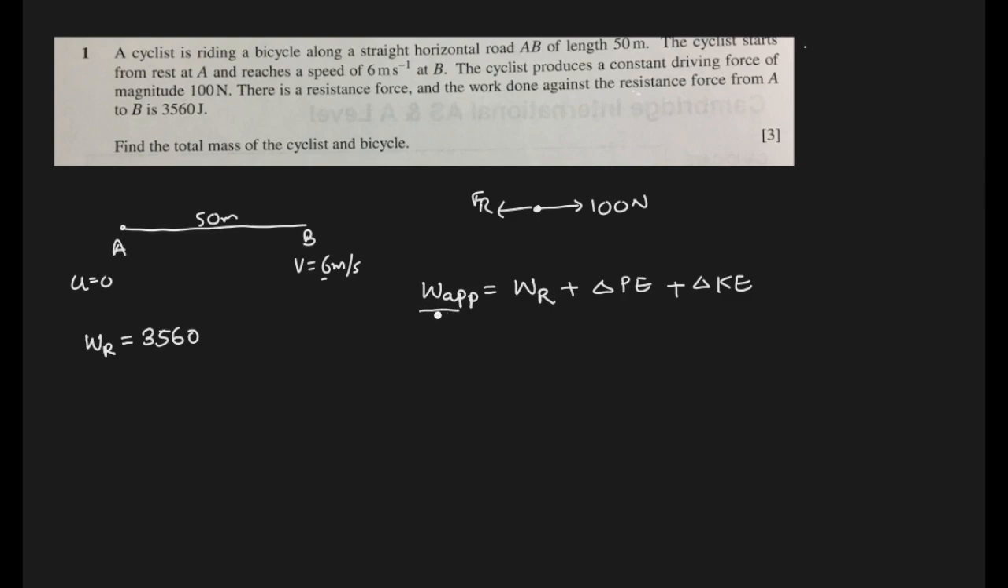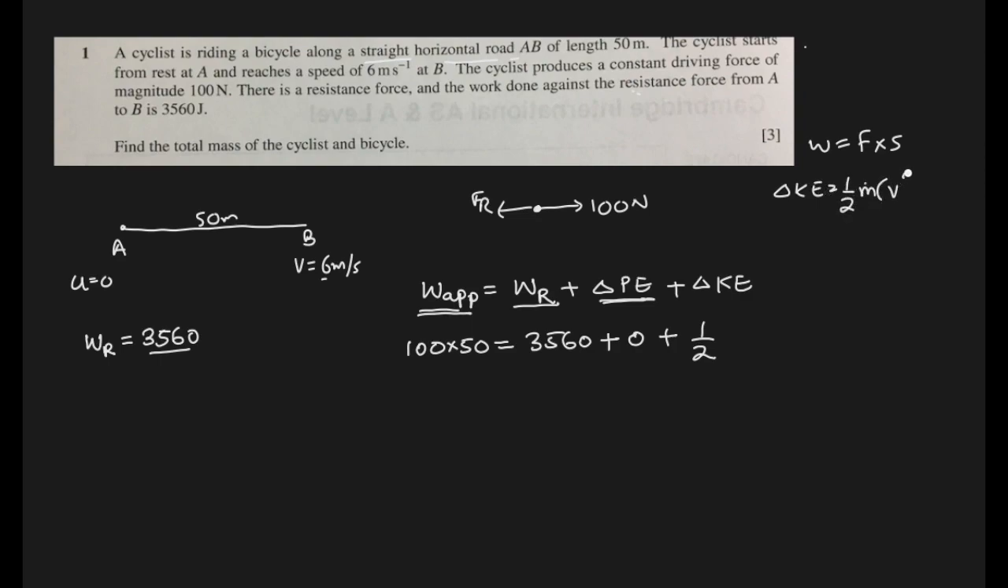Okay, work done by applied force, work is force multiplied by the distance. In this case it is 50. So force applied is 100 newtons multiplied by distance, which is 50. Work done by resistive force is given, 3560. They clearly said it's a straight horizontal road. That means there is no change in potential energy. It remains at the same height. Kinetic energy change will be half m, final velocity squared minus initial velocity squared. Let me write the formula here.